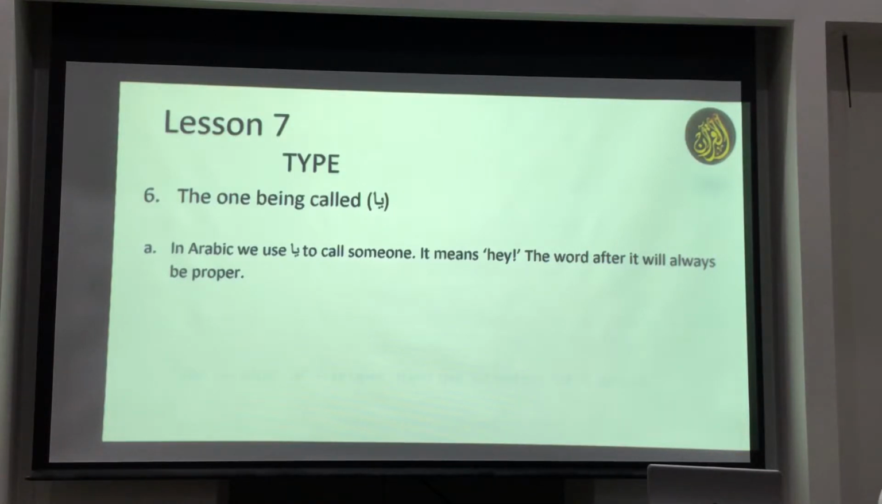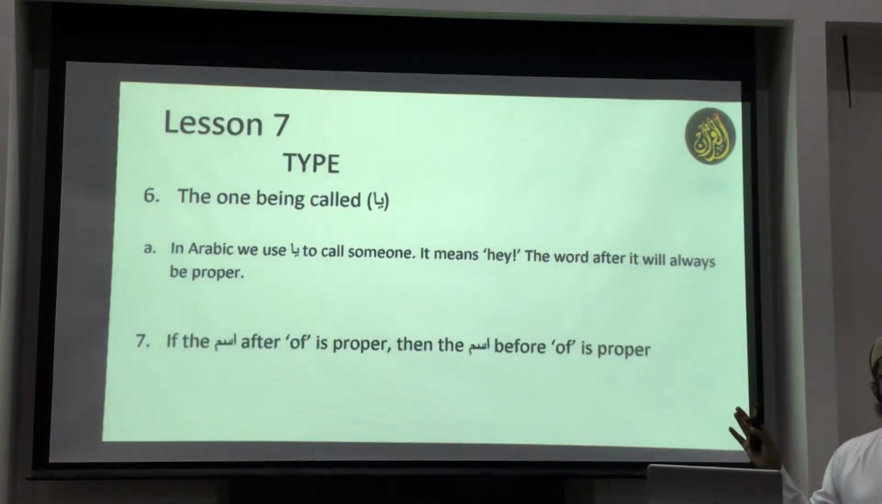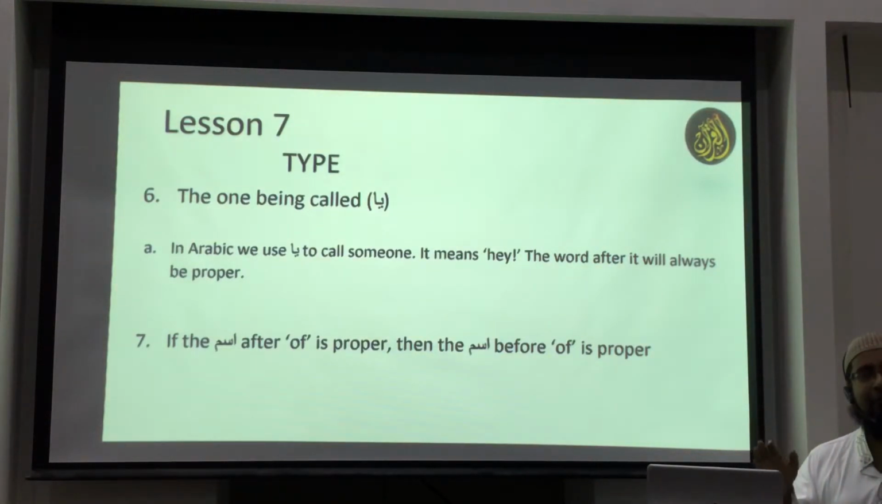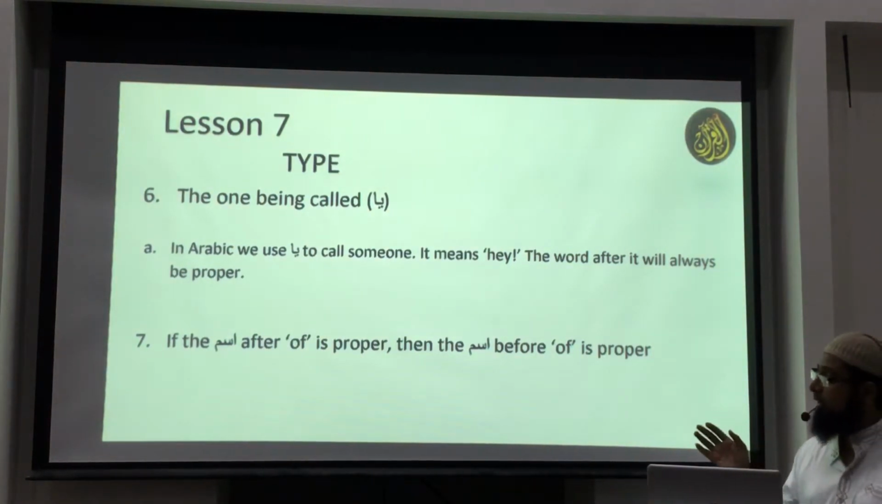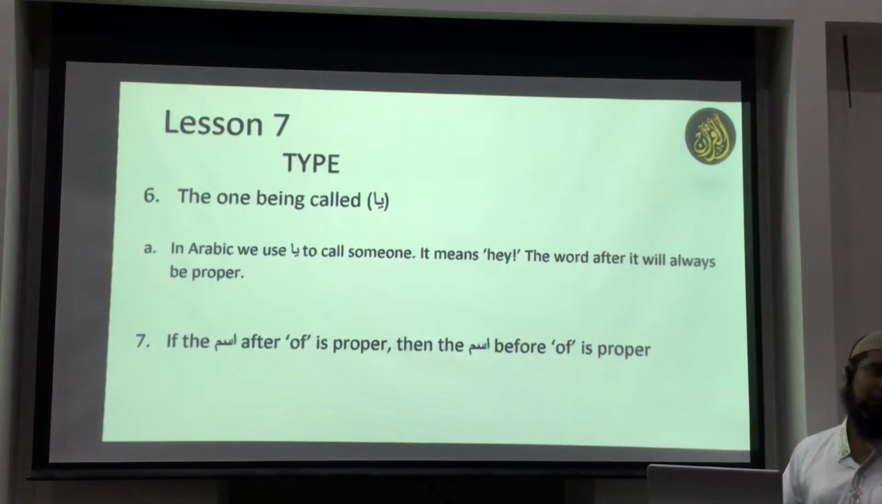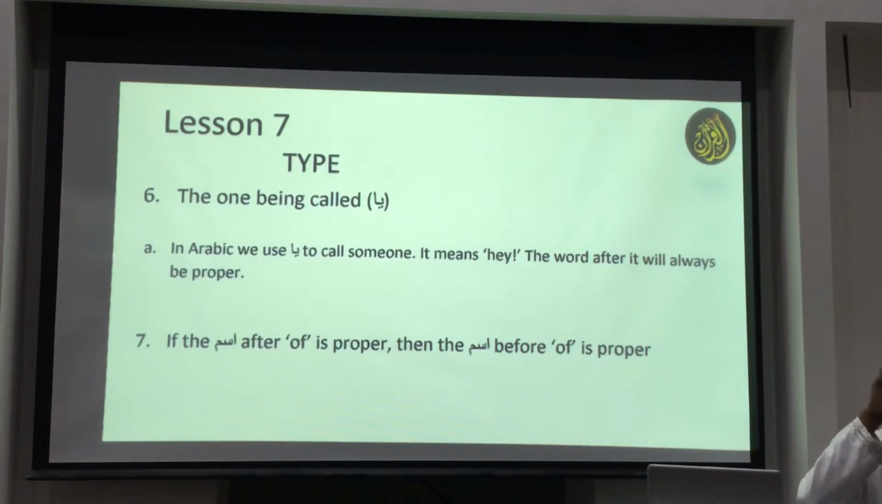And the last part is a different thing. We're going to talk about it in a future class, but remember, the ism after "of" is jar. So if the ism after "of" is proper, the ism before "of" is also proper. Meaning if there are two words, say, the book of the masjid. So, of the masjid. After the "of" is masjid.